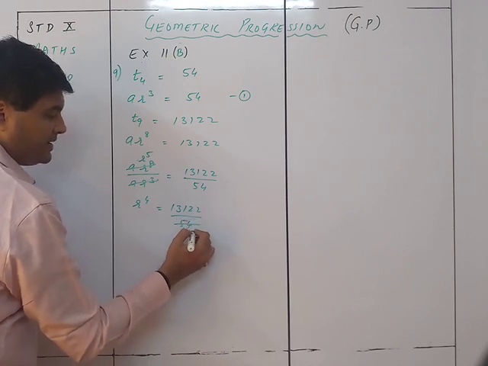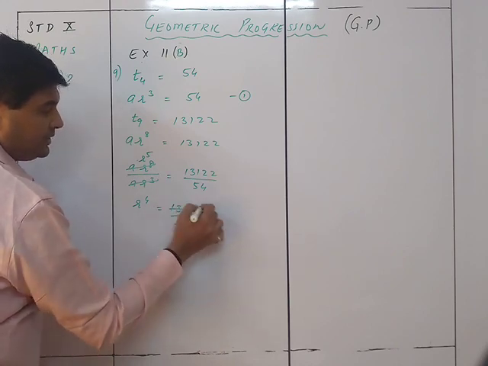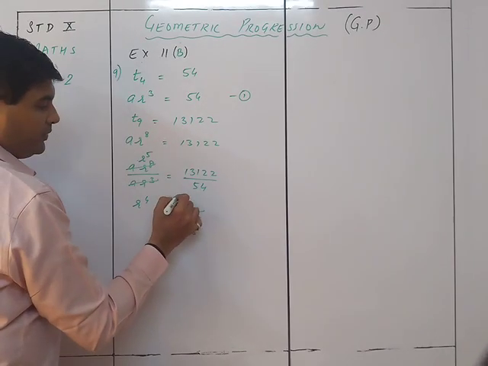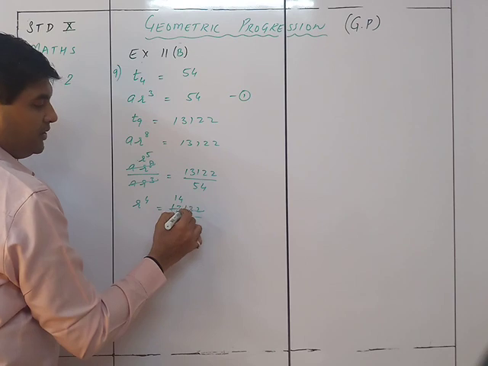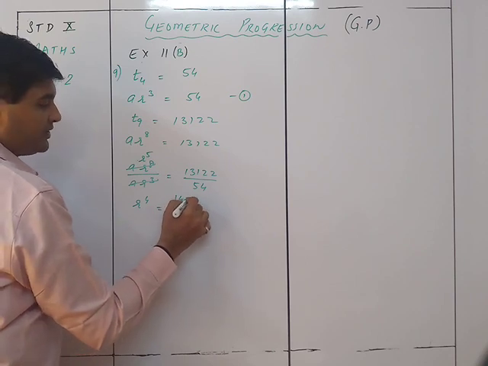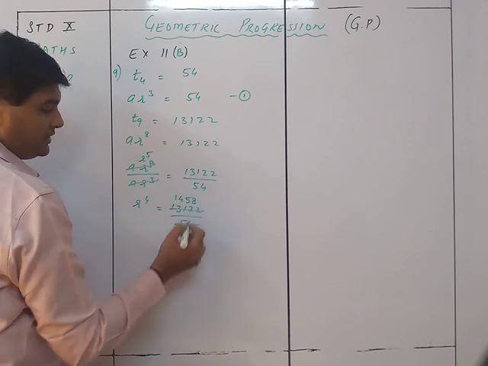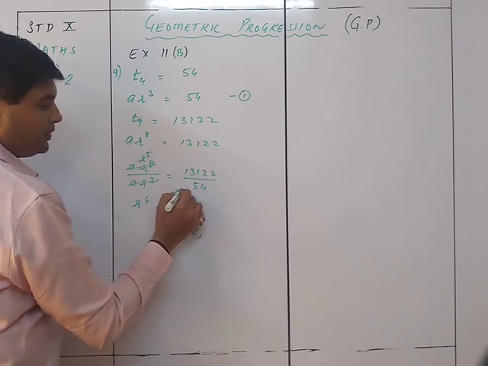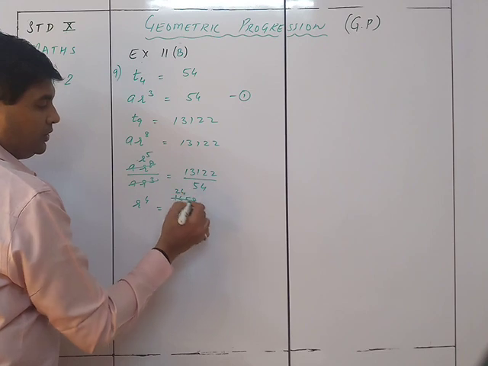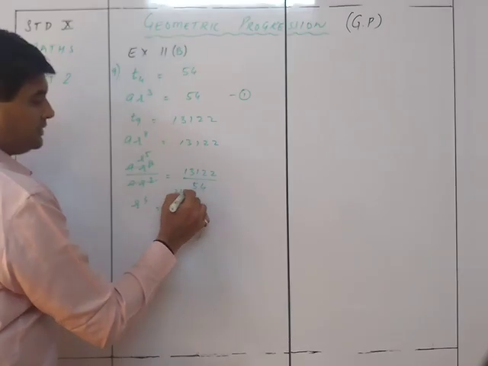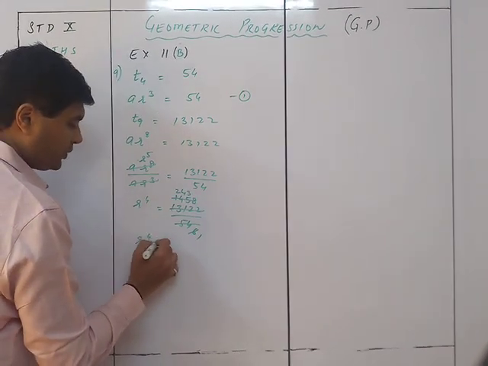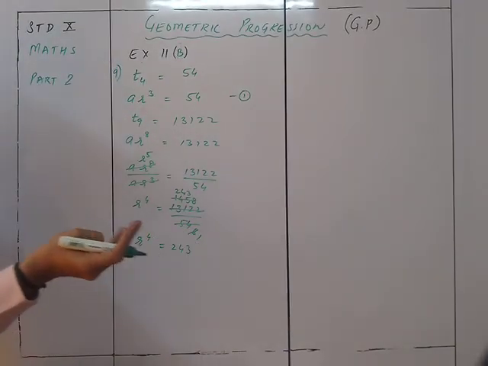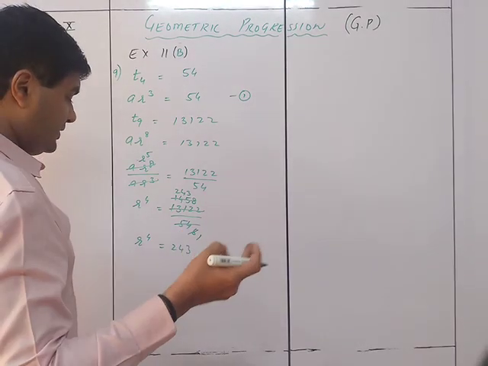You can divide by 9, and then it will be 1458 upon 6, and dividing by 6 we get 243. So r raised to 5 is equal to 243. That is 3 threes are 9, 9 threes are 27, 27 threes are 81, 81 threes are 243.